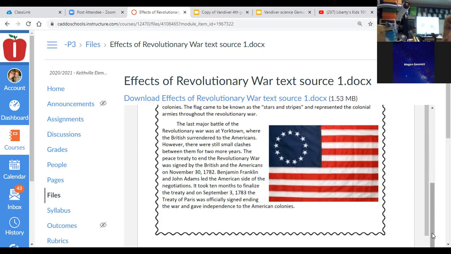So even though the fighting was over, it still took an additional 10 months to get that treaty agreed to by both sides and actually end the war.